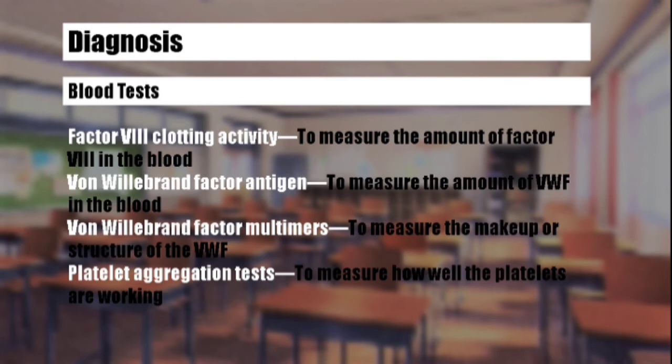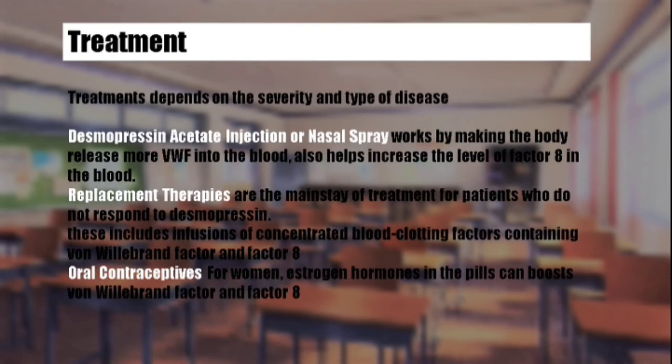Next, we have blood tests. Factor 8 clotting activity to measure the amount of factor 8 in the blood. Von Willebrand factor antigen to measure the amount of von Willebrand factor in the blood. Von Willebrand factor multimers to measure the makeup or structure of the von Willebrand factor. Platelet aggregation test to measure how well the platelets are working.